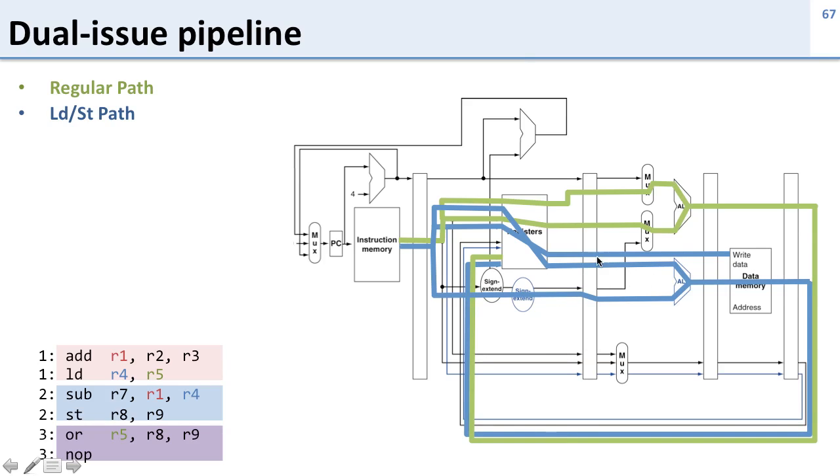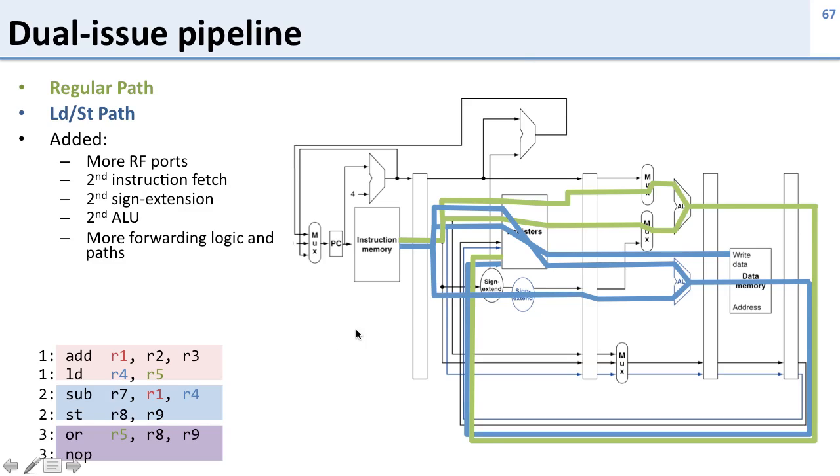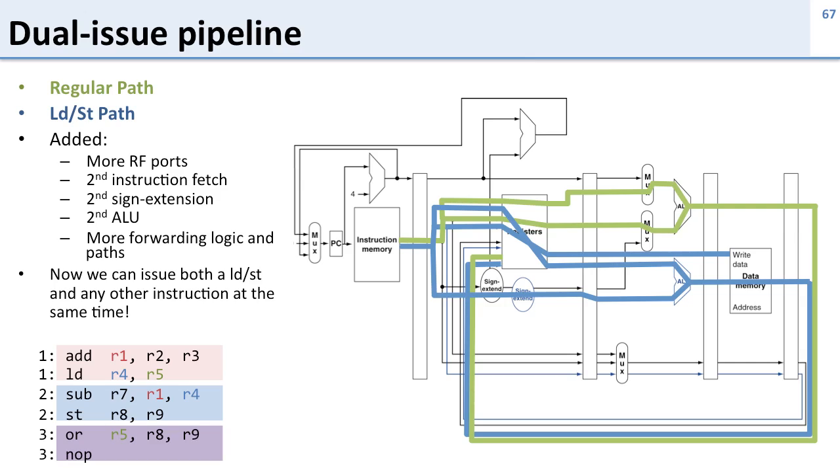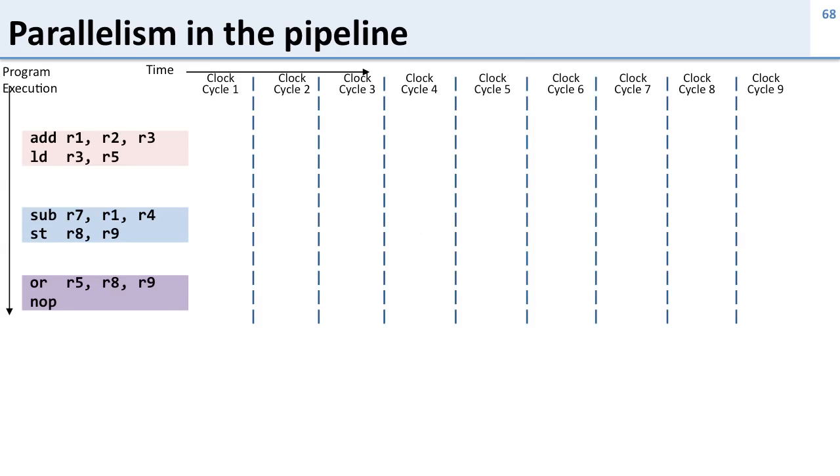So we've now made our pipeline more complicated in order to support 2 instructions at once. We've added more register file ports, both for writing we now have 2 ports, and for reading we now have 4. We've added a second instruction fetch over here. We've added a second sign extension so we can sign extend our address. We've added a second ALU for calculating our memory address. And we've added a bunch more forwarding logic and some more paths for moving data around. The result of this is we can now issue both a load store instruction and any other instruction at the same time.